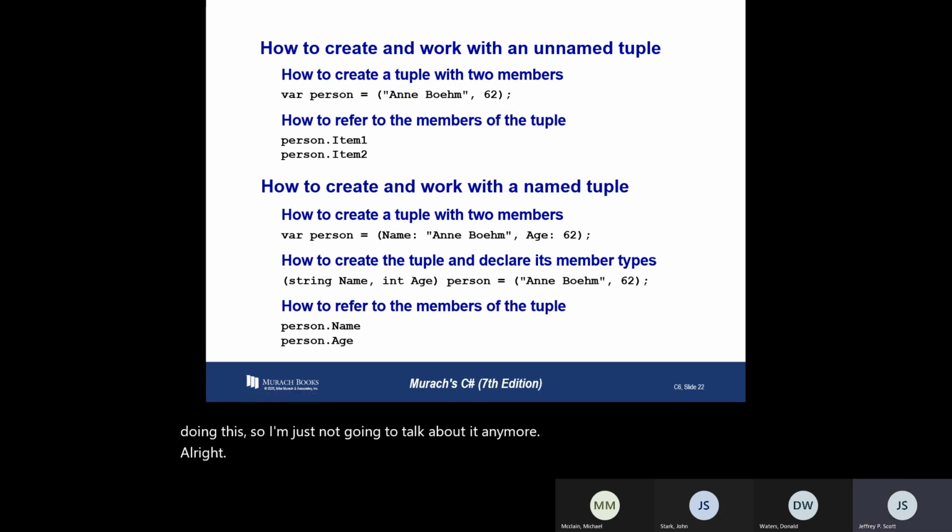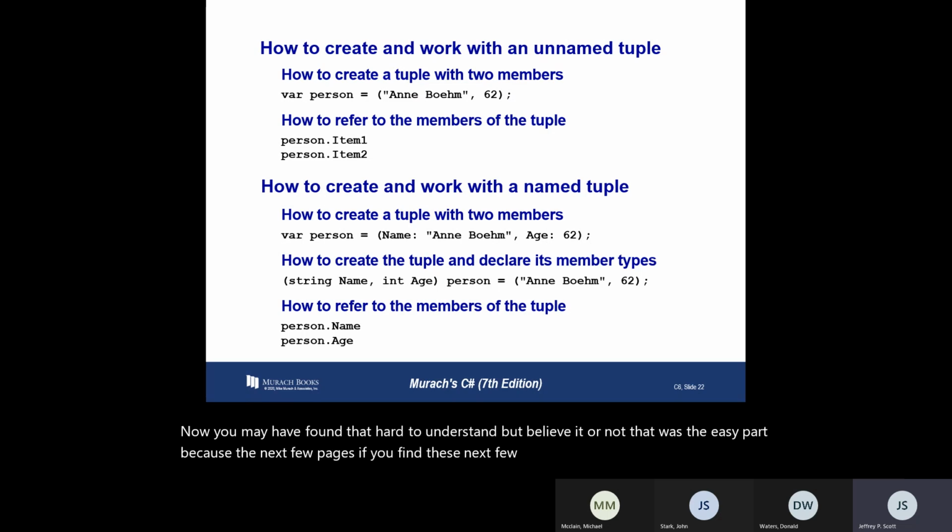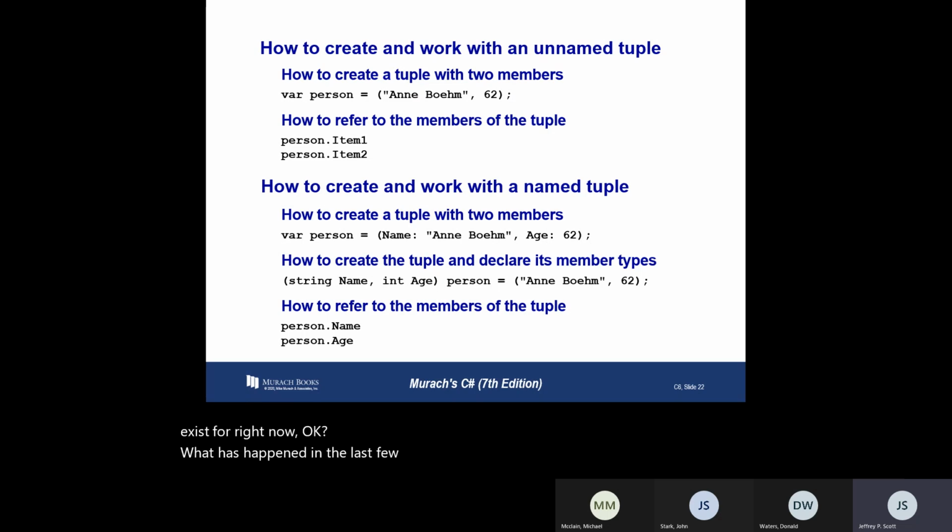Now, you may have found that hard to understand, but believe it or not, that was the easy part. Because the next few slides, if you find them confusing, forget they even exist for right now, okay? What has happened in the last few versions of C# is they've allowed you to use what are called tuples, all right? And if you go, well, what the heck is a tuple?